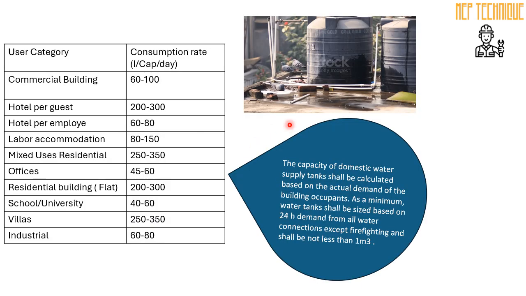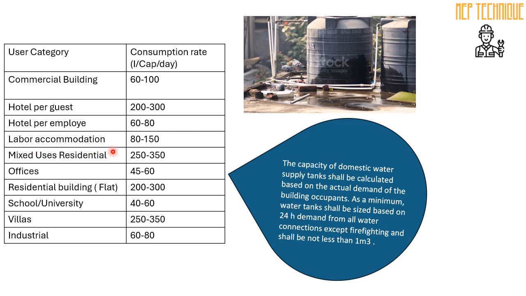Then water consumption. This is one of the most important things for a plumber. It is also very important to know how much water a building consumes. There are multiple building types I have mentioned here, like commercial building. The water consumption: each person consumes 60 to 100 liters per day in a commercial building. Hotel guests will consume 200 to 300 liters per day. For employees in a hotel, 60 to 80 liters per day.